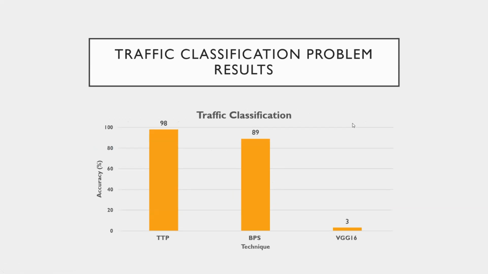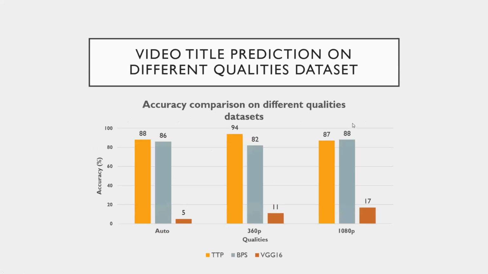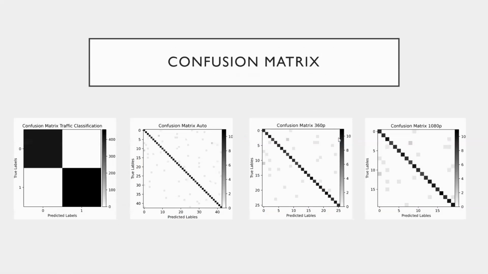In traffic classification results, you can clearly see that it outperforms compared with VPS and VGG. It achieved an accuracy of 98%. If you see the video title one as well, it outperformed in almost all of them, with just one having a somewhat equal accuracy of 87 to 88%. And this is the confusion matrix showing the same results as well.